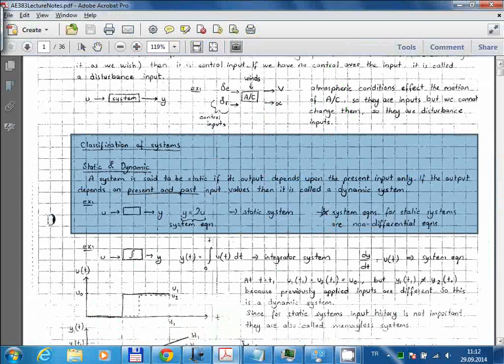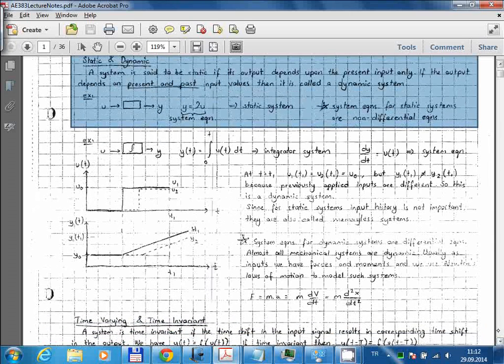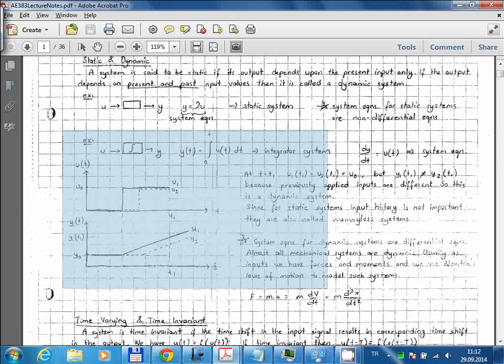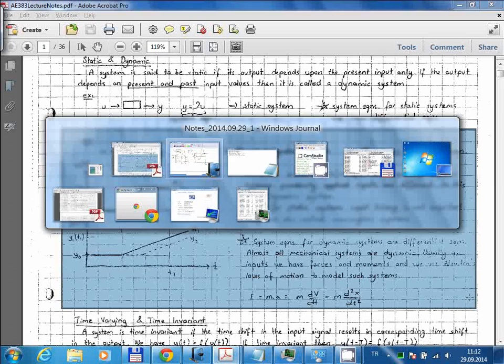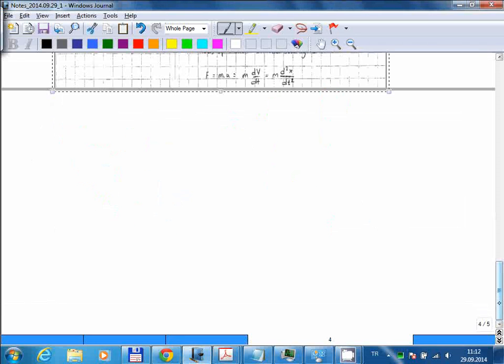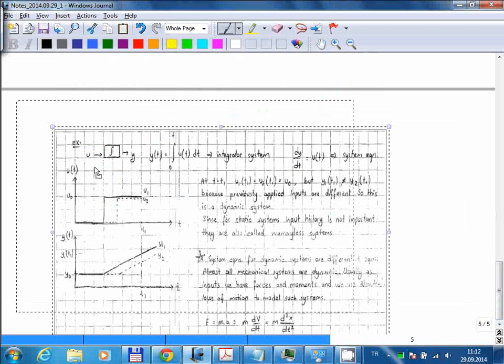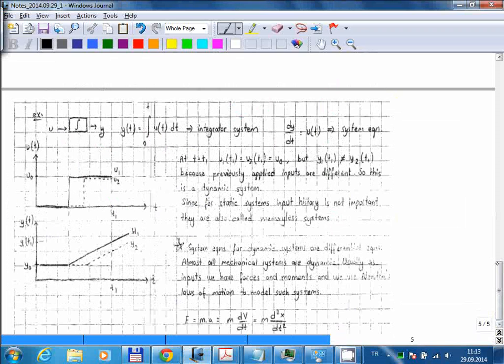Okay, so let's move on to the next. There was this example in the notes, so maybe I can very quickly talk about that. This is a dynamic system. This time we have this integrator system. The relation between the input and output is that the output is the time integral of the input. So this is our system equation. And if you consider the system, you can immediately see that this is a dynamic system as well.